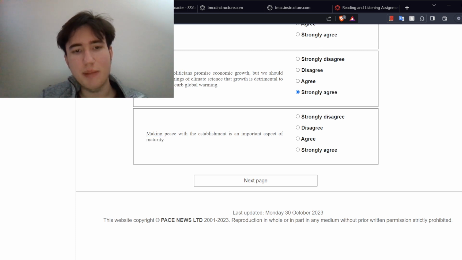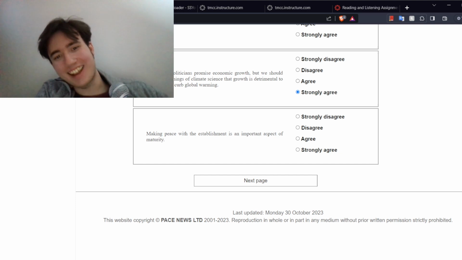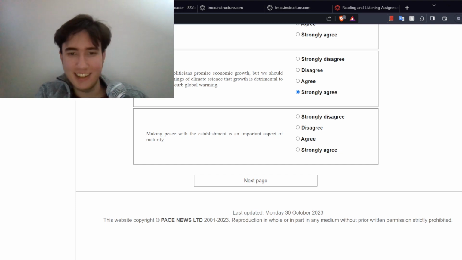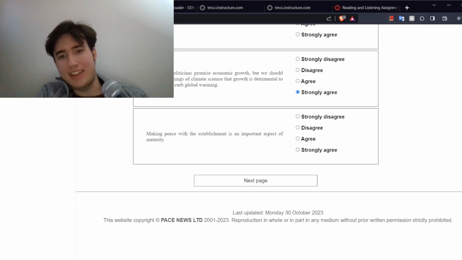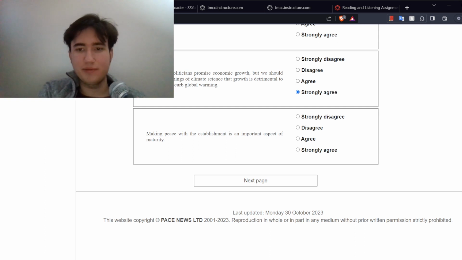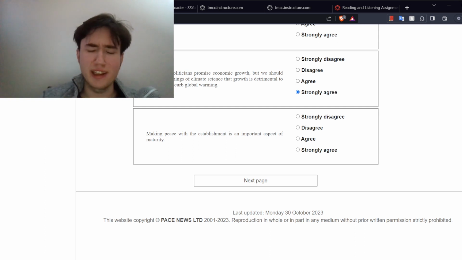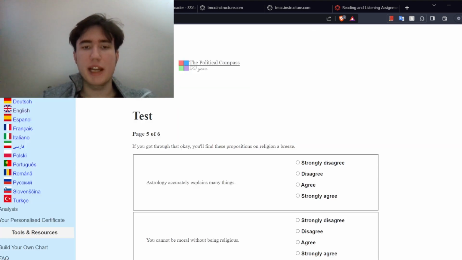Because, making peace with the establishment is an important aspect of maturity. I mean, at a certain point, it's just not useful to be entirely anti-establishment all the time. You'll end up like Charles Manson. At a certain point you gotta realize that you gotta work with what you got. So I guess I'll agree with that slightly. Next page.